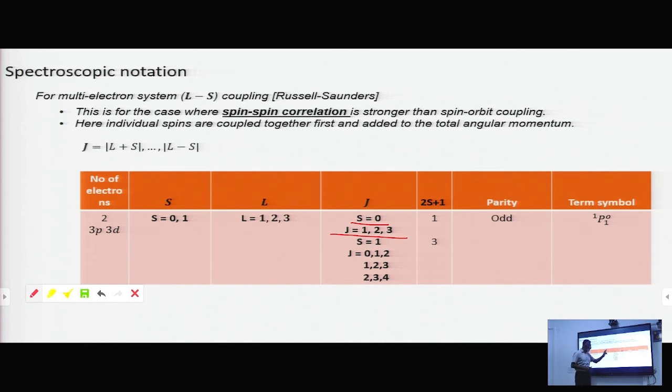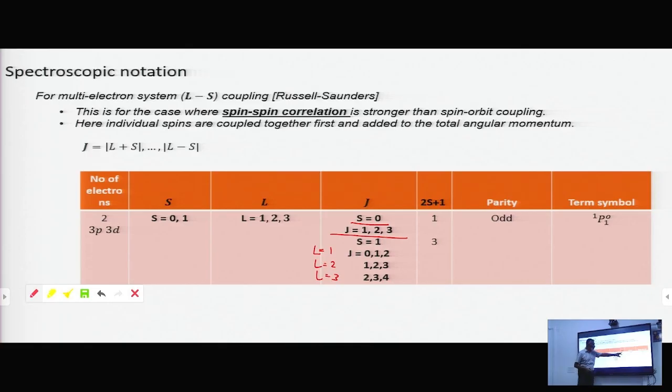When S is equal to 1, N equal to 3: 3 minus 1 is 2, 3 plus 1 is 4. So 2, 3, 4. So what we have is 1, 2, 3, 4, 5, 6, 7, 8, 9 set. But of course, this is for N equal to 1, N equal to 2, N equal to 3. Okay?